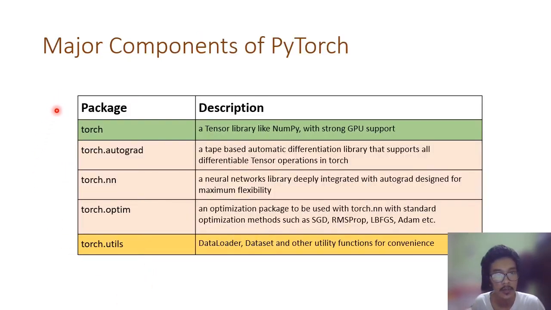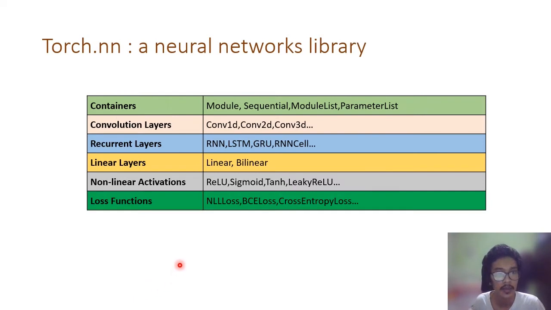This is the major component of PyTorch. There are Torch, Torch Autograd, Torch NN, Torch Optim, and Torch Utils. This is the description for every package. And there are some libraries for neural networks in PyTorch, such as containers, convolutional layers, recurrent layers, linear layers, nonlinear activations, and loss functions.